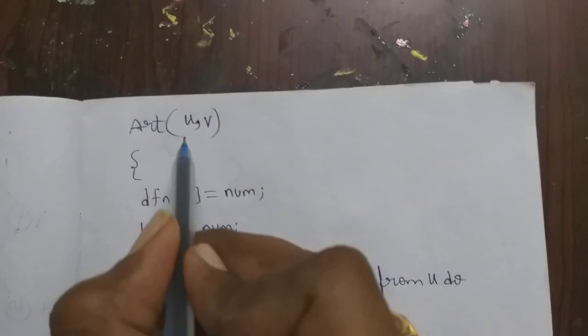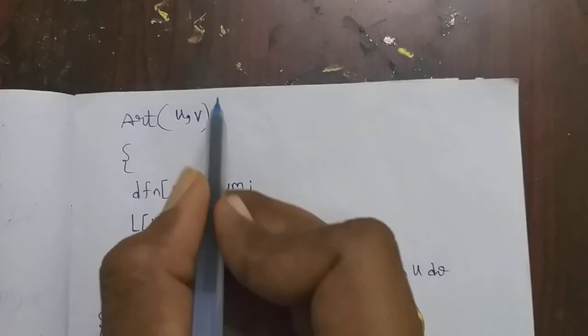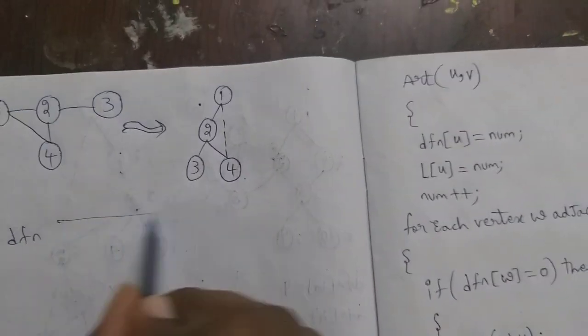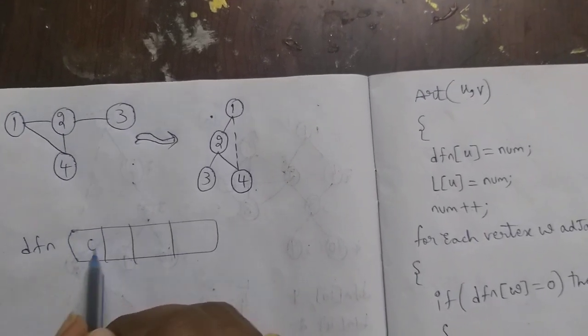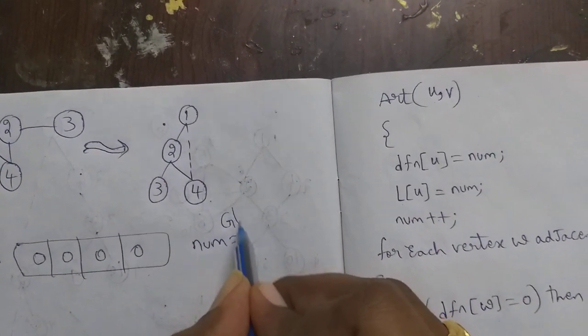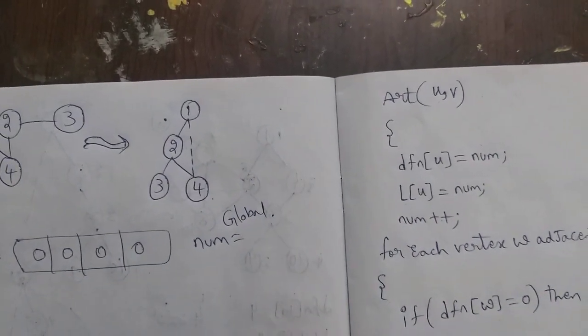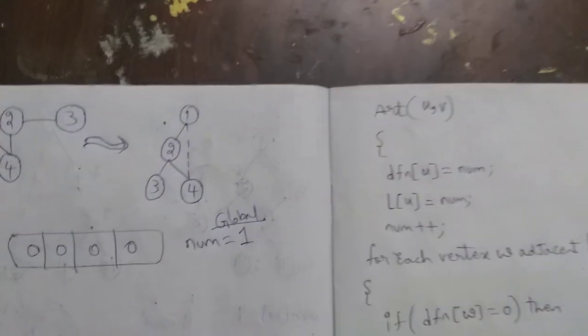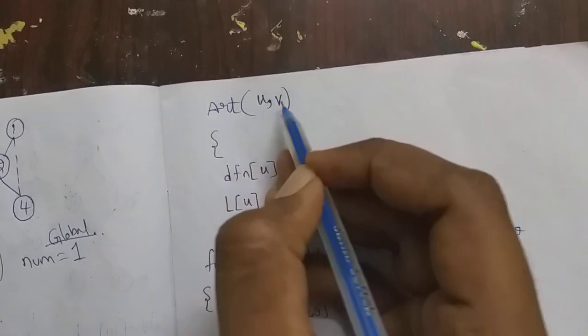Our algorithm starts with the function articulation of U comma V. Here U represents any vertex and V represents the parent of that vertex, if it has any parent. The initializations are: DFN is an array of all the vertices, initialized to 0 initially, and num is a global variable which is initialized to 1. Those are the initializations of this algorithm, and the first call to the algorithm is on the first vertex in the depth first spanning tree.